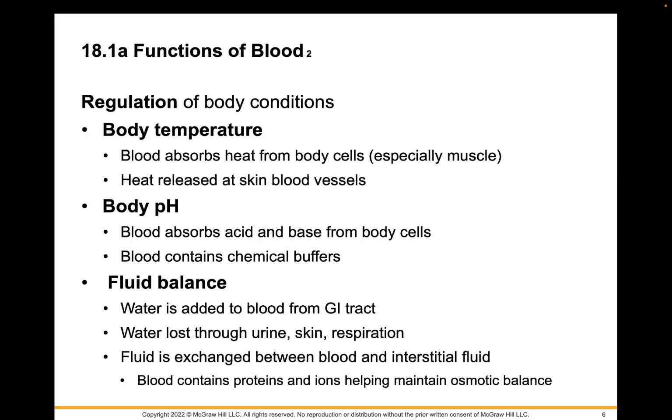Other functions include regulation of a number of conditions of the body. One is body temperature. Blood absorbs heat from body cells, especially our muscle. Heat is released at skin via blood vessels. Another thing that blood helps regulate is body pH. Blood will absorb acid and base from body cells, and blood also contains chemical buffers.